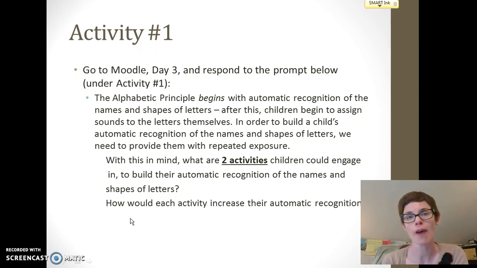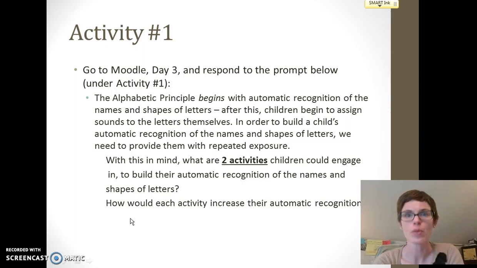So we have to start with alphabet knowledge in order to get this understanding of the connection between the symbol and the sound. In order to build a child's automatic recognition, quick recognition of the names and shapes of letters, we need to provide them with repeated exposure. So over and over, children need to see, experience, talk about, name, look at, manipulate, all of those things, letters.